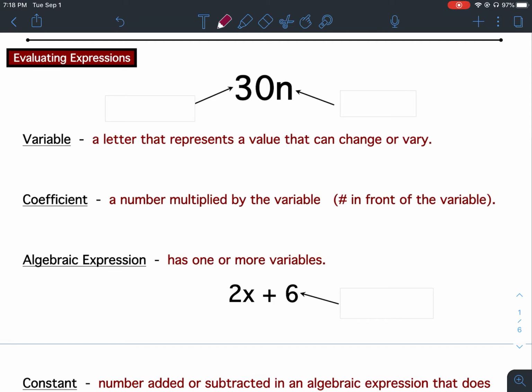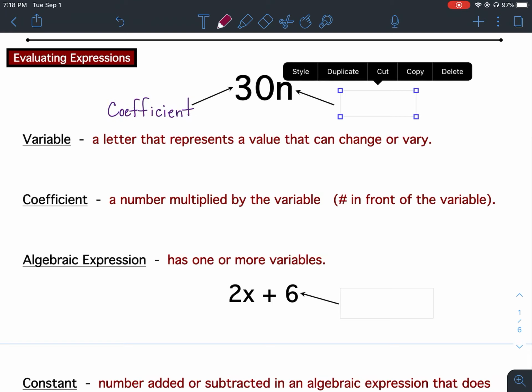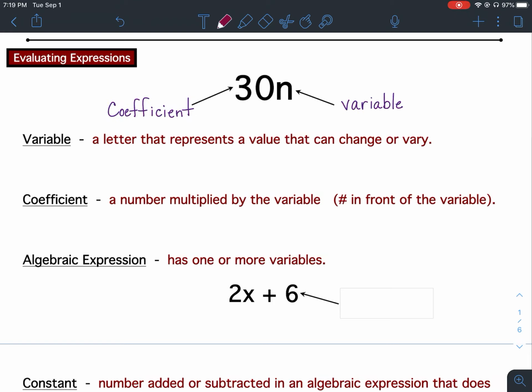The coefficient is the number multiplied by the variable. In other words, it's the number in front of the variable. When you have a number right beside a variable, that means multiplication. So if you look at the 30n at the top of the page, the 30 would represent the coefficient, and the n would represent the variable. Go ahead, pause your video, and get those written down.